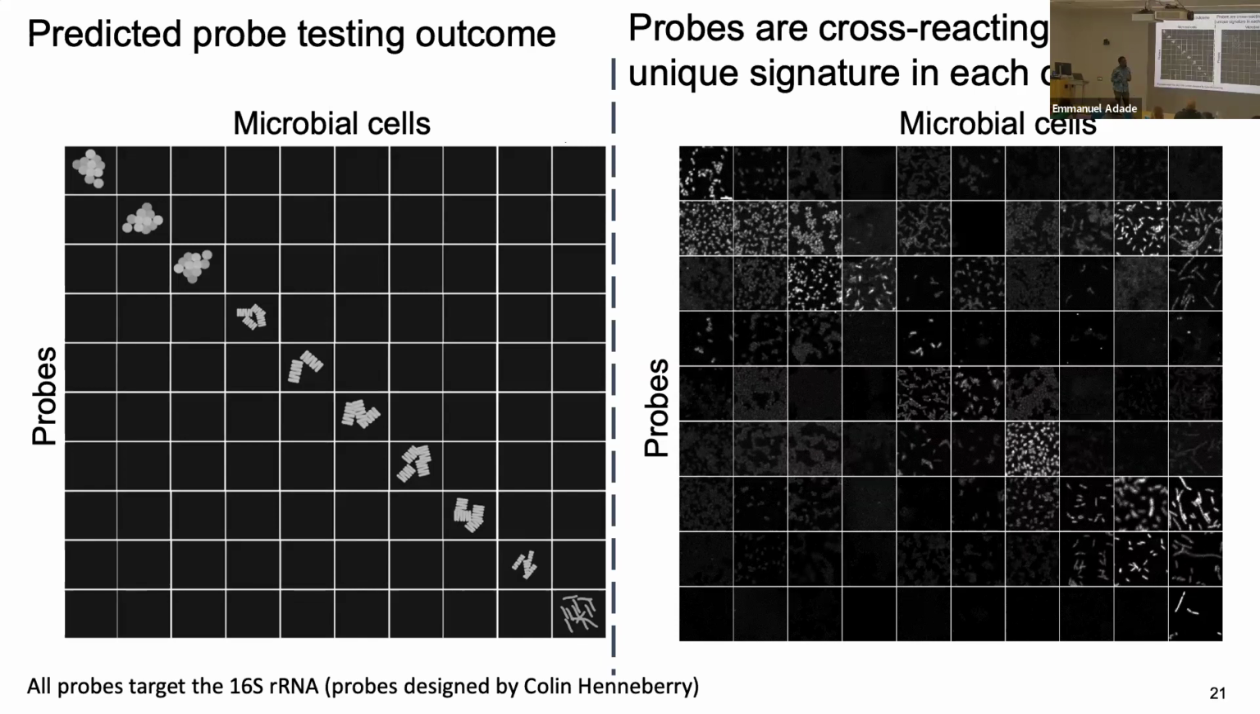After several back and forth discussions, should we repeat? Should we design new probes? What should we do going forward? We observed that within each of the cells, that is within each column, there is a unique combination of off-target and on-target binding, right?